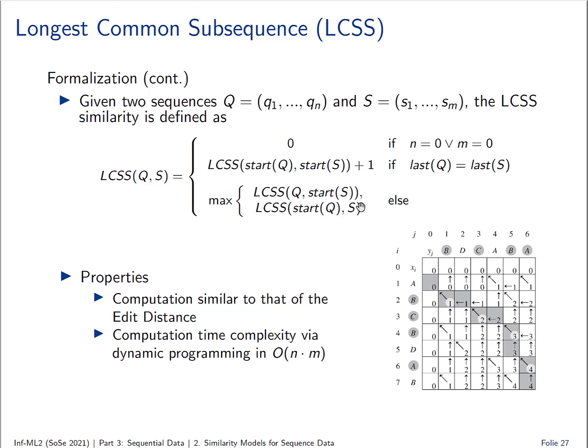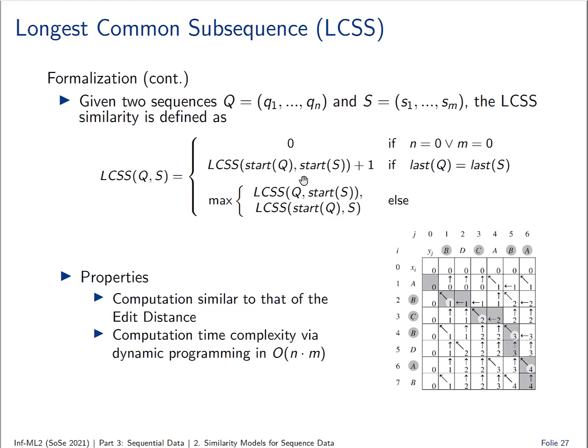In that case we're looking for matchings, and I think this formula explains it, or it's quite intuitive. So we look at the last elements. If they are equal, add 1. If not, we have to move on with one of the two sequences. Those are the two alternatives that we have, and we take the maximum in that case, of course. It looks pretty similar to the edit distance, and actually the computation is quite similar.